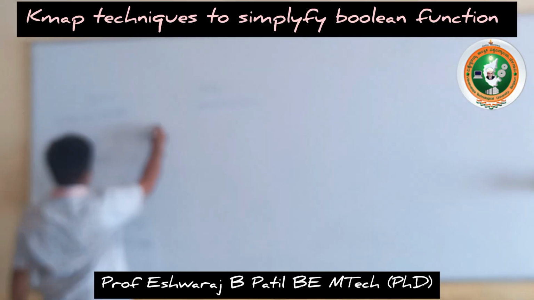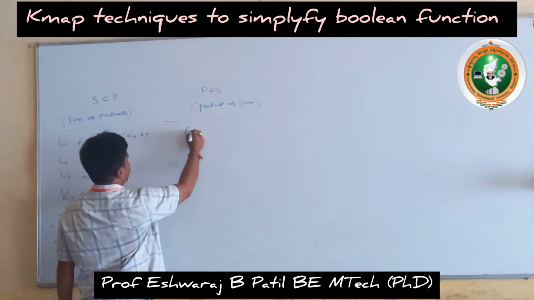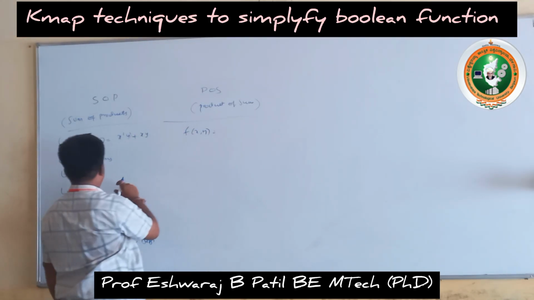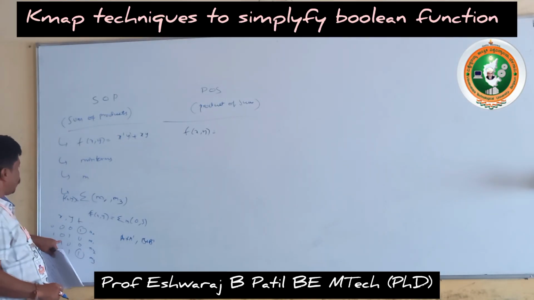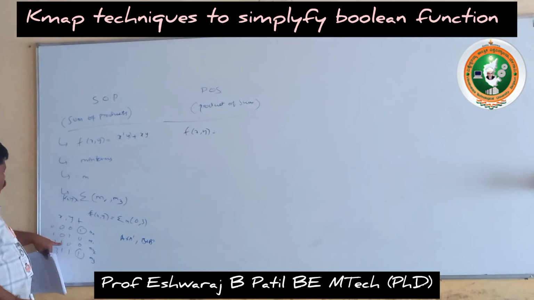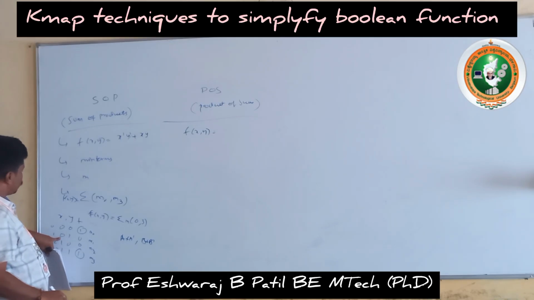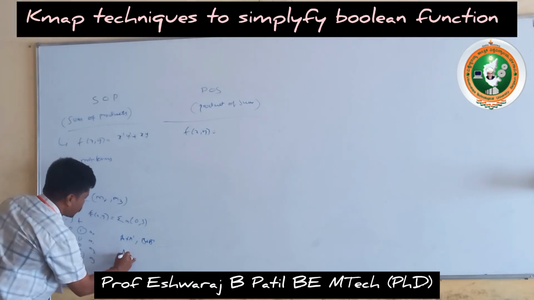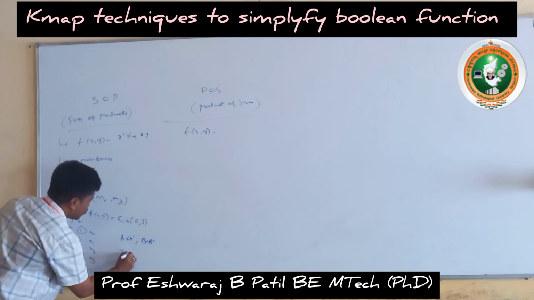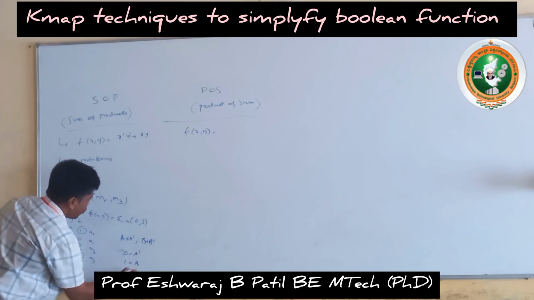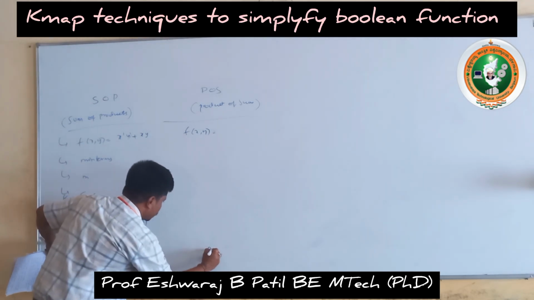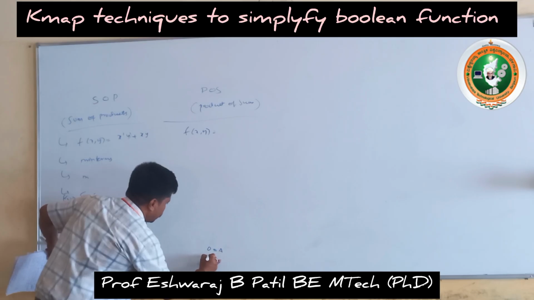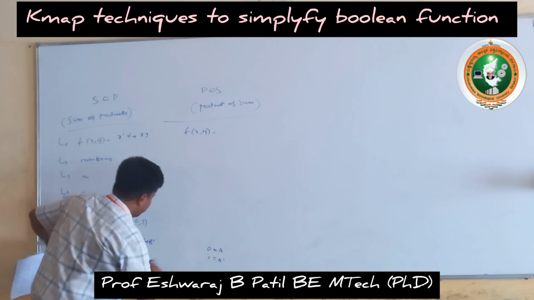Come to the POS form. If the POS form is f of x, y, then the POS form is nothing but wherever the 0 is there, that is to be considered the max terms. Let me write the max terms with the Boolean function of the POS form. 0, 1 and 2 is there. In the SOP, 0 is considered as a dash, 1 is considered as a. But in the POS side, 0 is considered as a, and 1 is considered as a dash, completely opposite to each other.